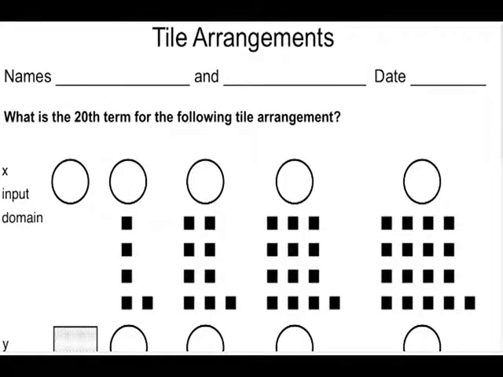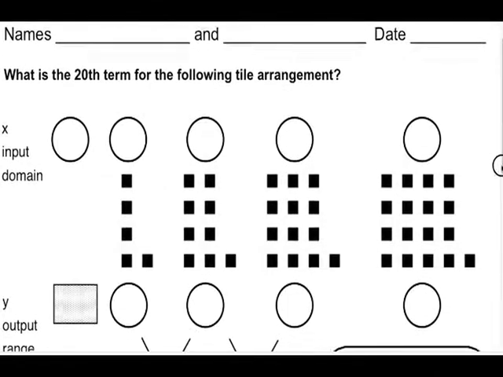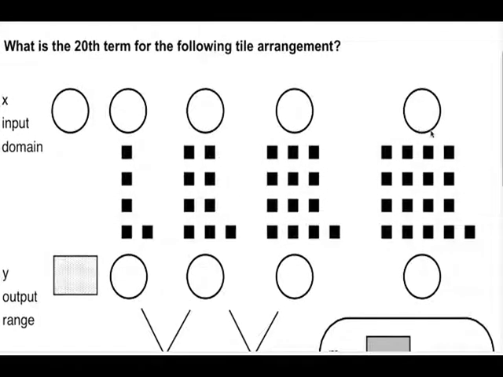All right, so here's some more notes on figuring out the equation for tile arrangements and the nth term. It says, what is the 20th term for the following tile arrangement? Okay, so we don't actually have the tiles to move around, but we have the tile sketches right there. We know that the place in the pattern is the X or input or domain. Without knowing where in the pattern I place the sketch or the tiles, I don't know how many, which again is my Y or output or range.